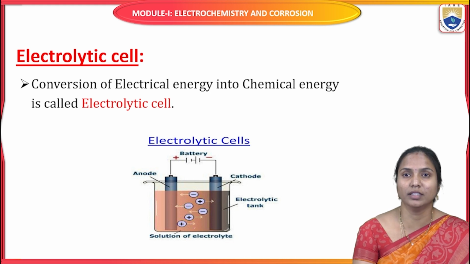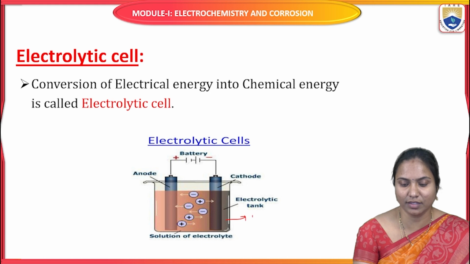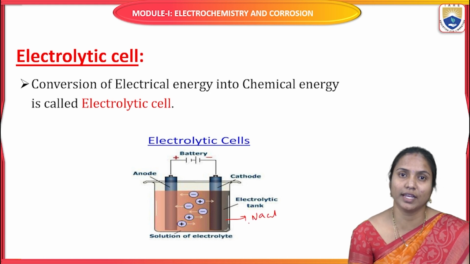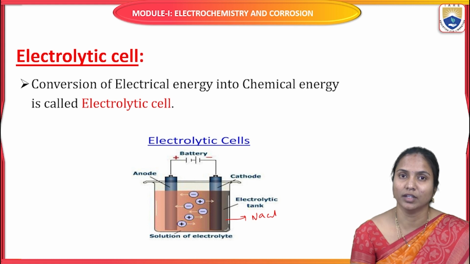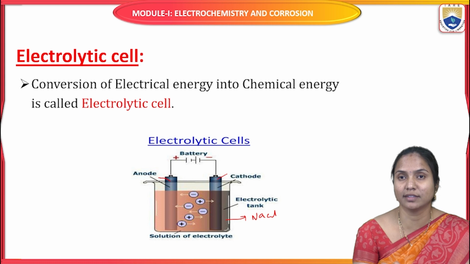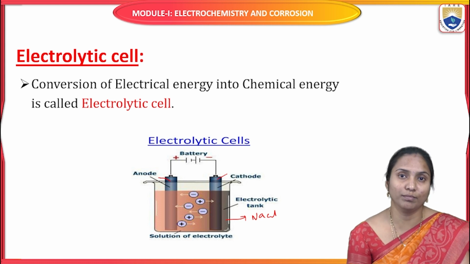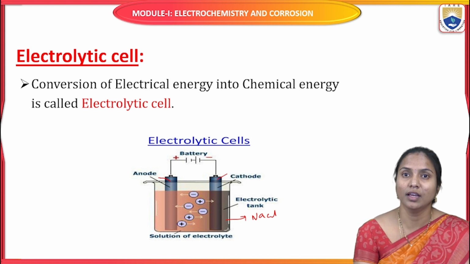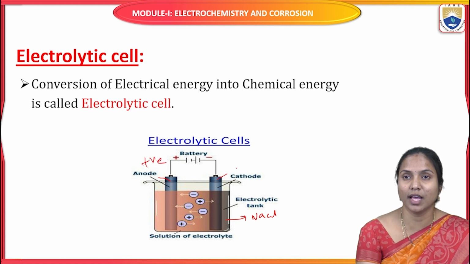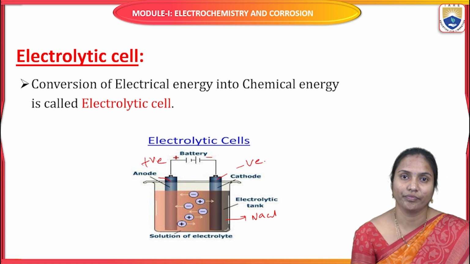For example, in this diagram we are taking NaCl. Molten NaCl is taken as the electrolyte in this beaker. We place two electrodes, one acts as anode and the other acts as cathode. The most important thing is that in this electrolytic cell, the anode has a positive charge and the cathode has a negative charge.